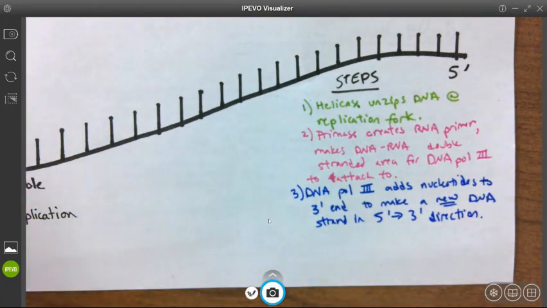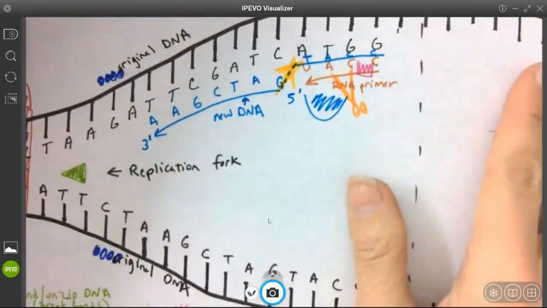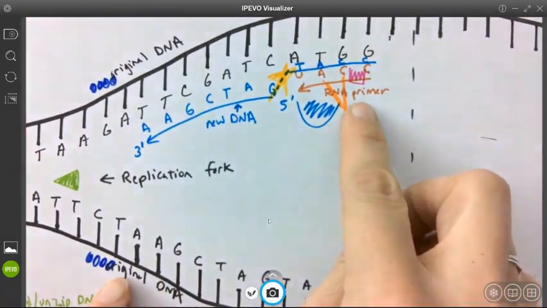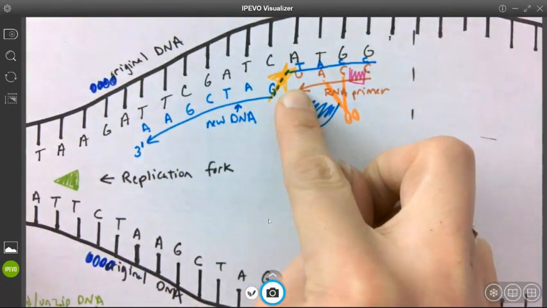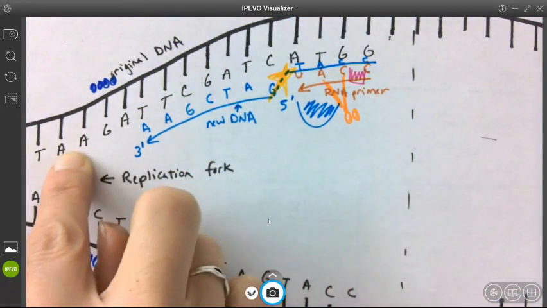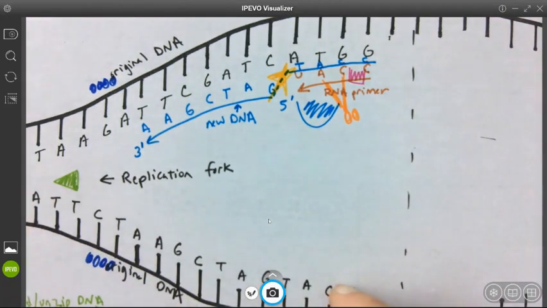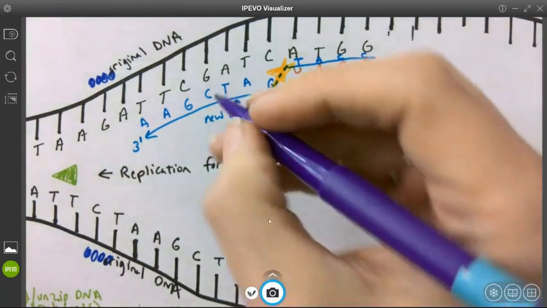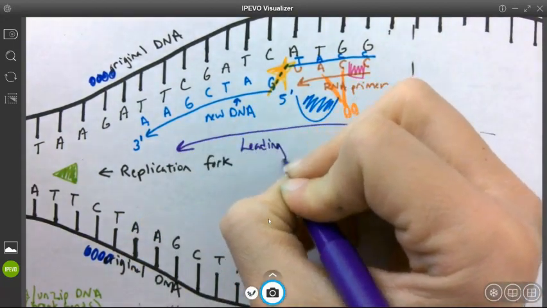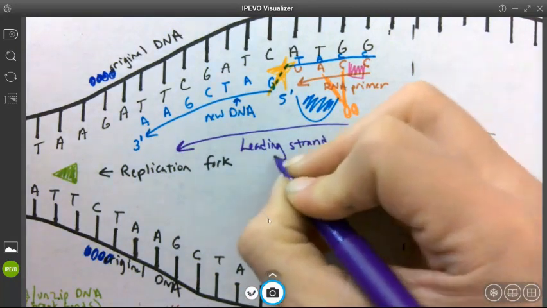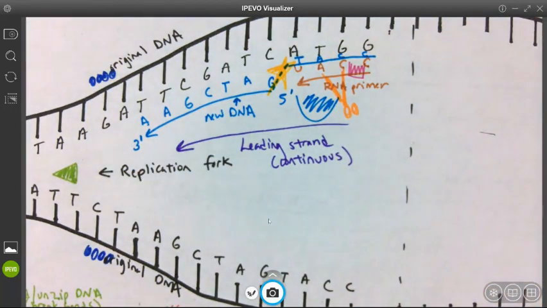Now I want to talk briefly about the leading and lagging strand. So DNA is always replicated in the 5' to 3' direction. This top strand, once you get the DNA polymerase to bind, as the DNA opens up, this top strand can be synthesized continuously towards the replication fork, and it just keeps being synthesized as the DNA opens up. So this is known as the leading strand, because it continuously replicates towards the replication fork.